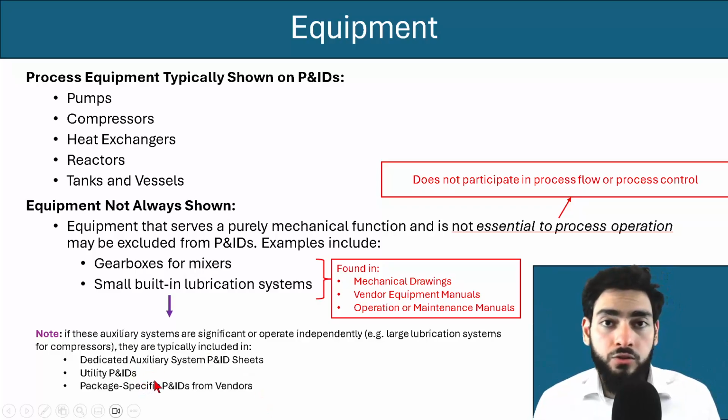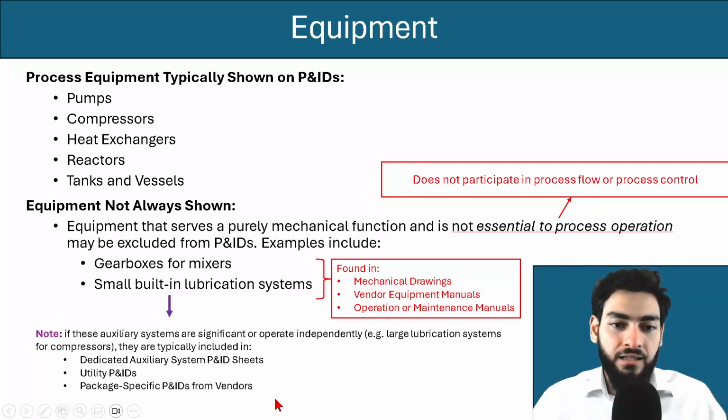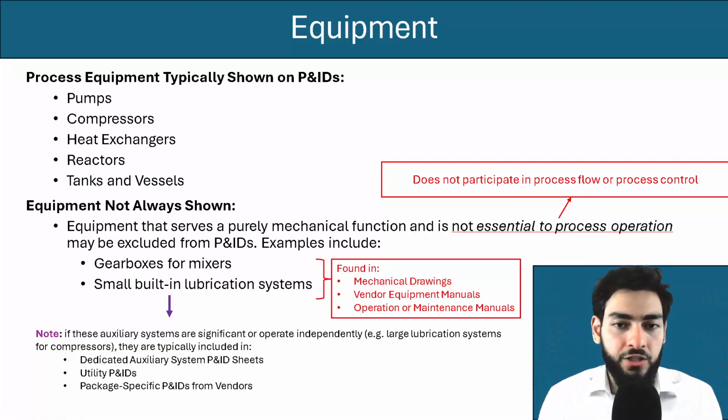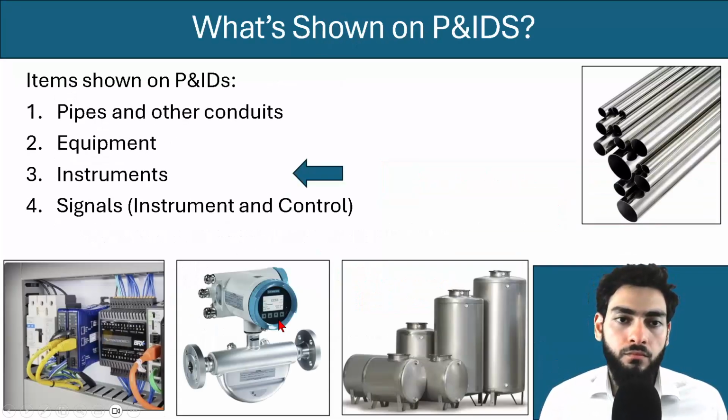Or they could also be included in utility P&IDs. If it is a large lubrication system, sometimes you'd find vendors giving you their own P&ID for that lubrication system, and all you have to do is attach it to your main process P&IDs, and that would be considered a package-specific P&ID from a vendor.